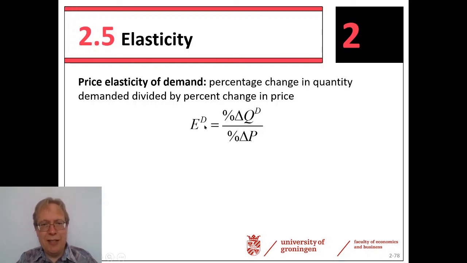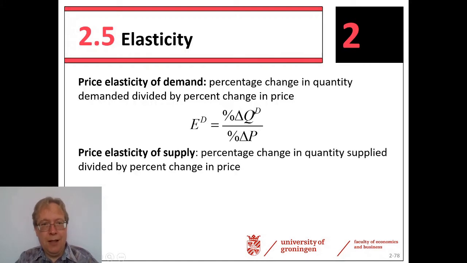So what is the elasticity of demand? That's simply the percentage change in quantity demanded divided by the percentage change in price. You will get lots of elasticities in what follows, and they will always look like this. The cause will always be here in the denominator, and the effect will always be up here in the numerator.